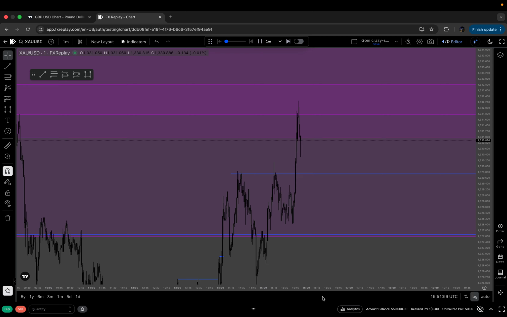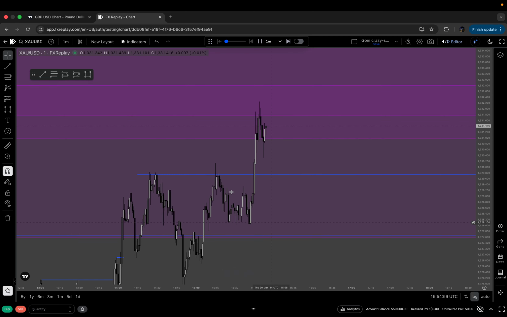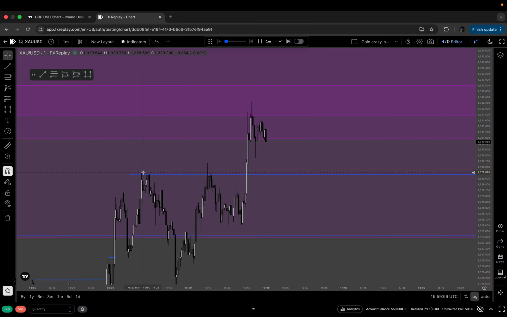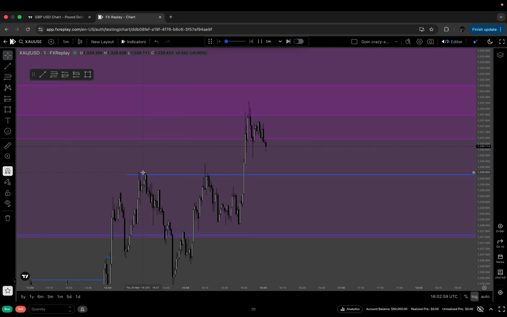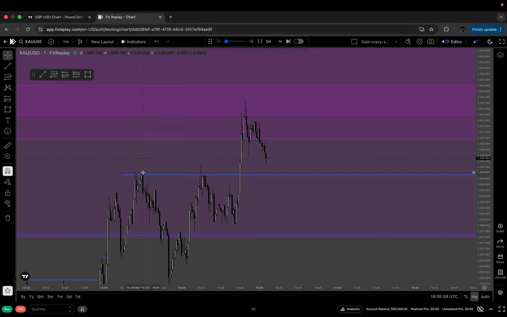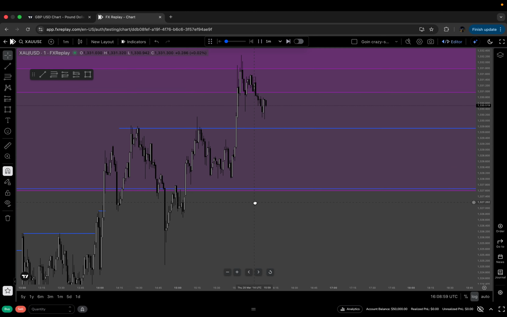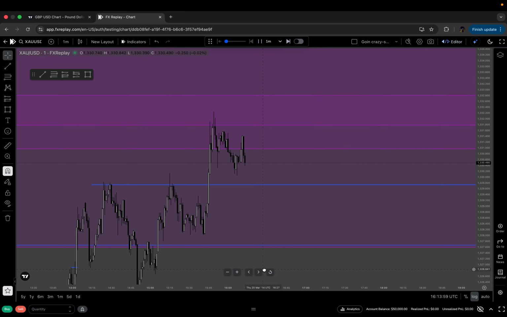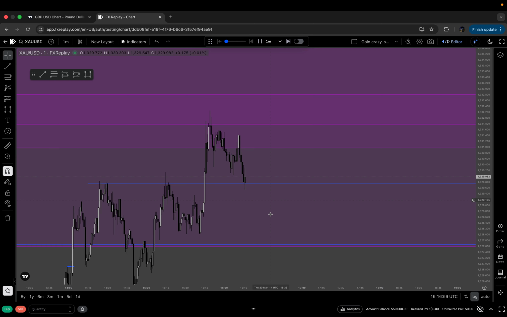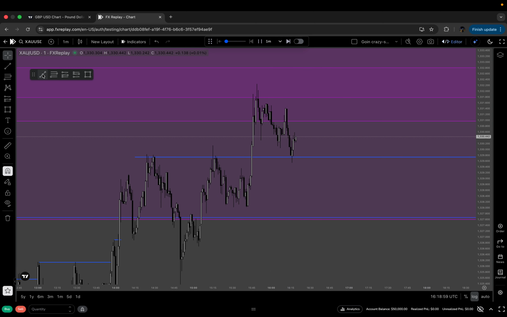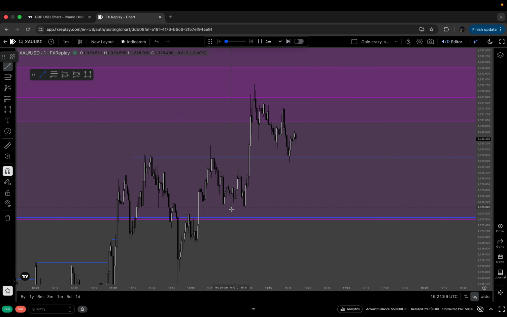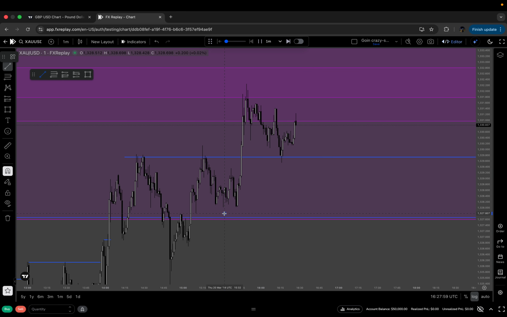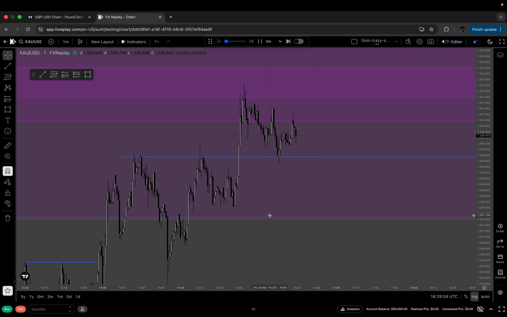And we need to invalidate this. Okay. Ideally, we need another break to the upside so our structure can flip. But let's just see how we do at these lows. These lows, sorry.